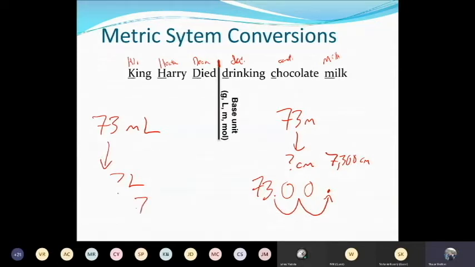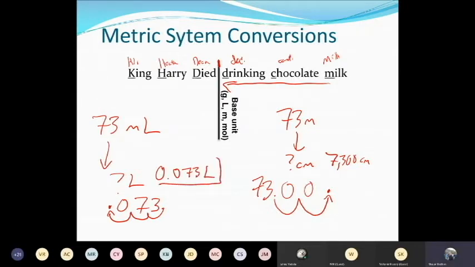So what we want to do here is go back to the left, because we're going from milli to liters. We're going to move the decimal place 3 places to the left. So we go 1, 2, 3. You have your decimal place there and you put your 0 in front. So this would be 0.073 liters. That would be how many liters you would have present.